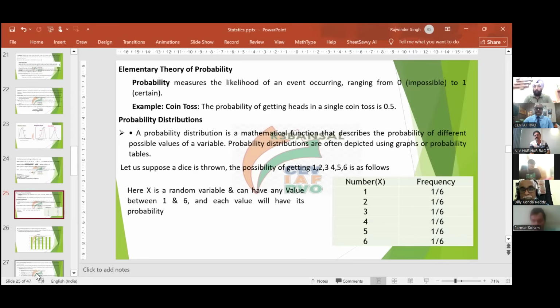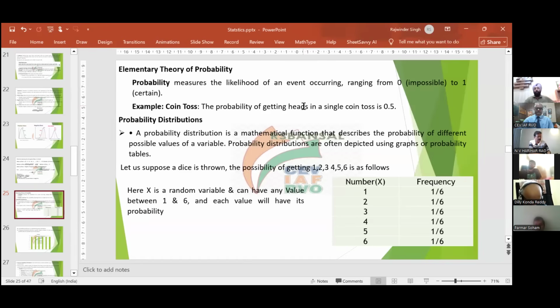So basically, what is probability and what is probability distribution? Here, you have tossed the coin a single time, and there are two possibilities, head or tail. So the number of events divided by the number of possibilities will give you the probability. Then probability distribution is a mathematical function that describes the probability of different possible values of a variable.